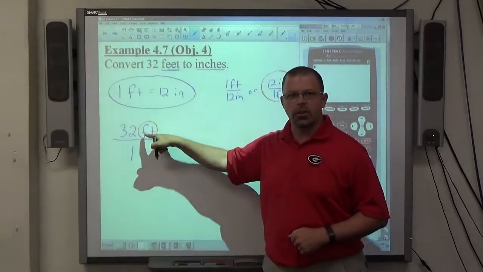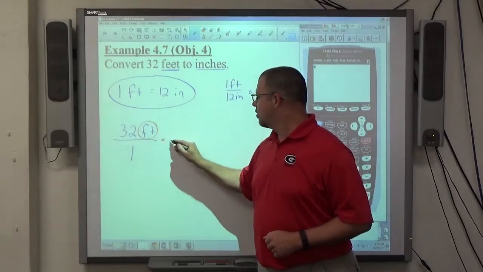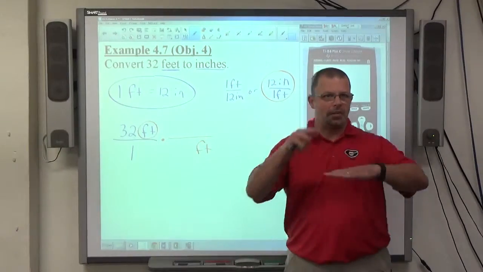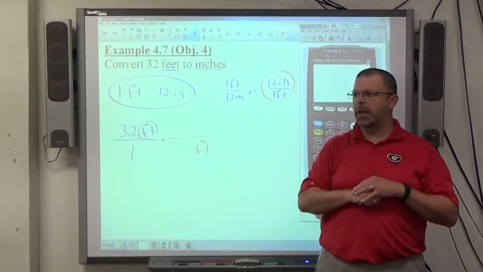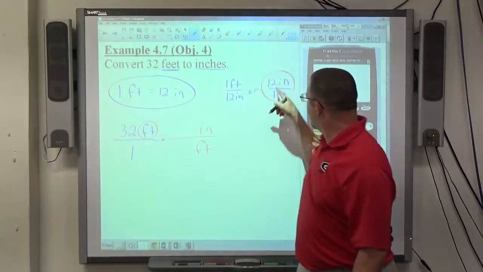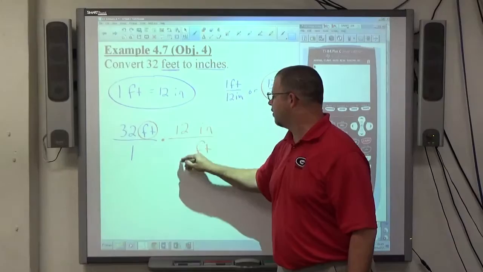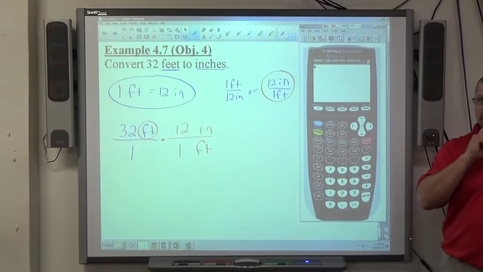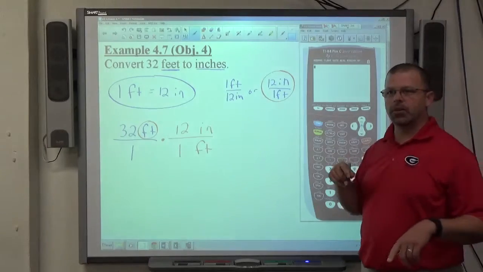Because currently feet is in the numerator. So I'm going to put a foot in the denominator, so these units are going to cancel out, because when we have a fraction, top and bottom the same, they cancel. And I know that inches then goes on top, and we can see that 12 inches goes to 1 foot. That's the structure of my answer. What's that? 32 times 12. That's what we're going to end up doing. We'll look at it in a second.